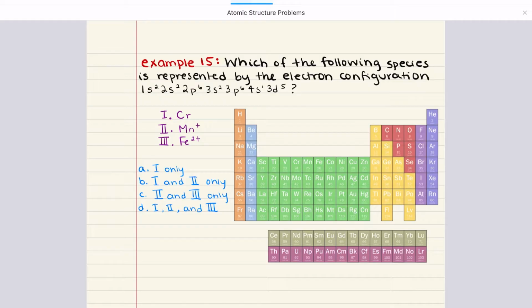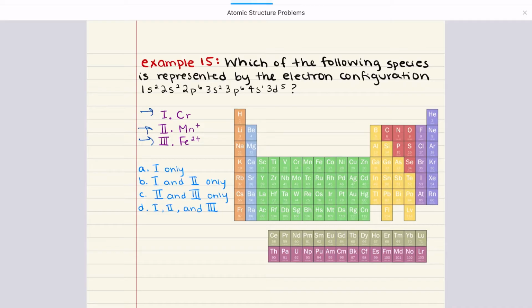So the first, statement 1, chromium, and it looks like it's neutral. There's no plus or minus, so it's not an ion. Then we have here manganese plus, so this is a cation with one less electron. And then we have iron 2 plus here. This is also a cation. Iron has lost 2 of its electrons.